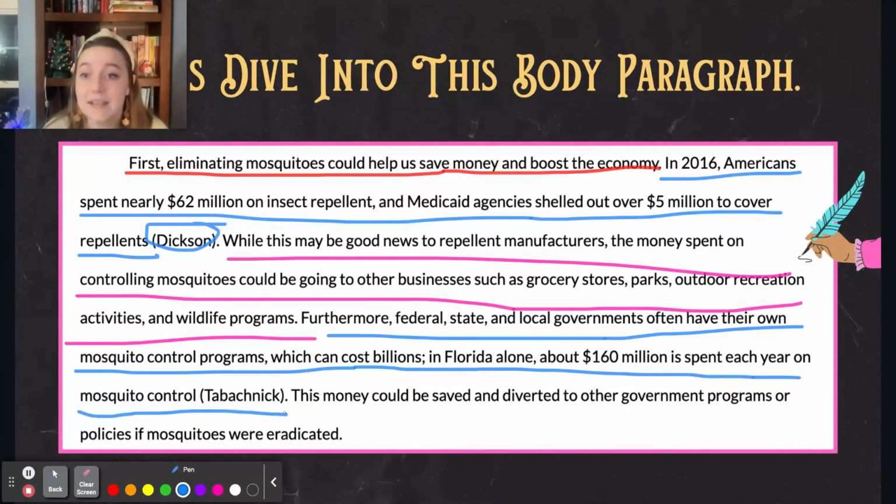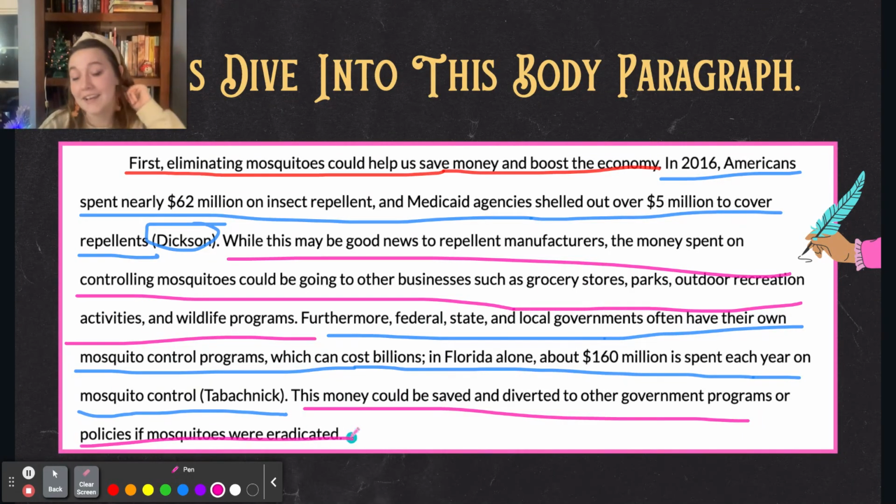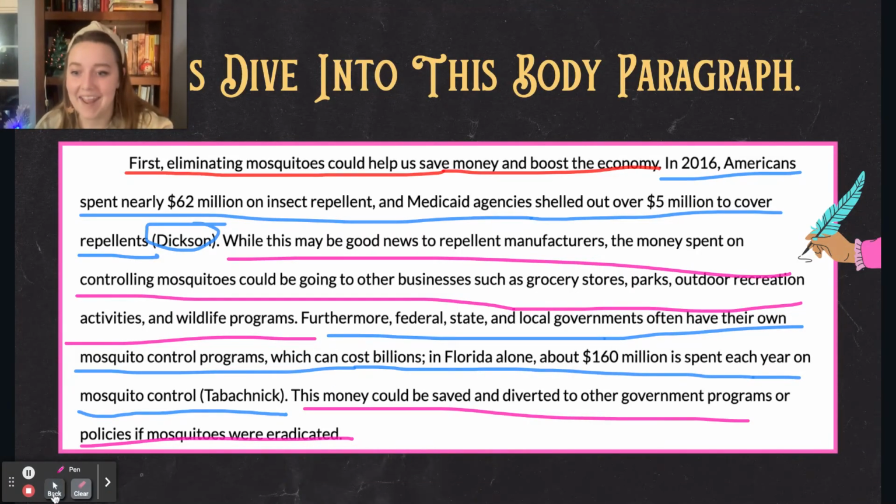And then we can anticipate that they are also going to explain that evidence. This money could be saved and diverted to other government programs or policies if mosquitoes were eradicated. So they're explaining why that money matters. Beautiful. So I'm going to underline it in pink to show you that that is explanation. So you can see this pattern, right? Topic sentence, evidence, explain. Evidence, explain. And you could always do the optional conclusion sentence, right? All right, let's go ahead and move forward.